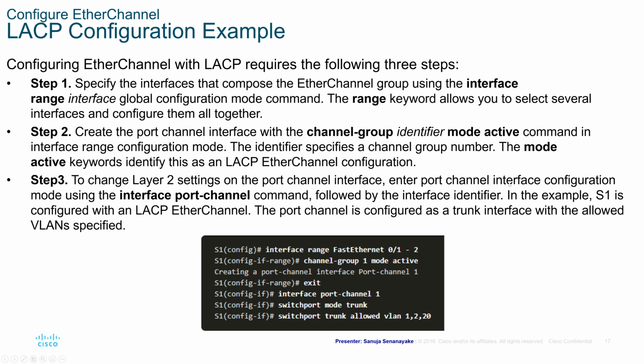and enter port channel interface configuration mode using the interface port-channel command. So you can see that is being used, interface port-channel, followed by the interface identifier. In this example, the identifier is going to be a numeric number, like 1, 2, 3. So in this example, S1 is configured with the LACP EtherChannel. The port channel is configured as a trunk interface with the allowed VLAN specified.